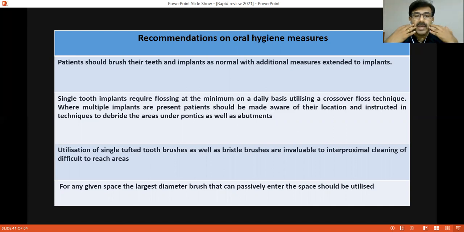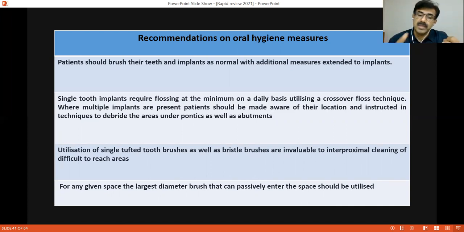Sometimes in the lower area, you may give 4 implants or 6 implants or 8 implants. Similarly for the upper area. Then you place a bulky prosthesis over these implants, and the patient won't know where the implants are. So one thing is, you should educate the patient about the location of the implants, and then you should advise the patient to clean that area.